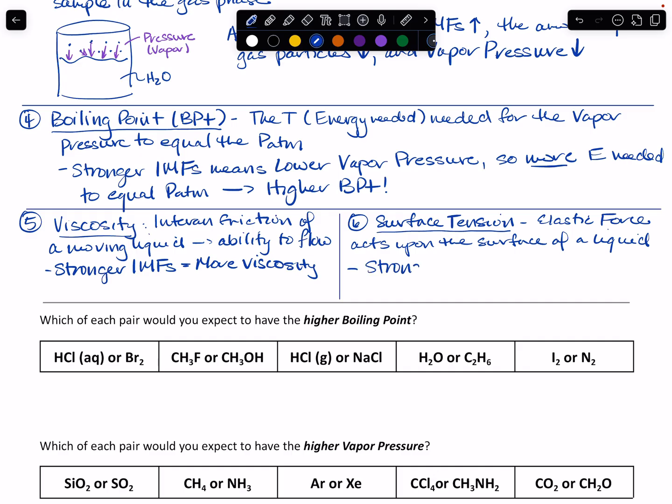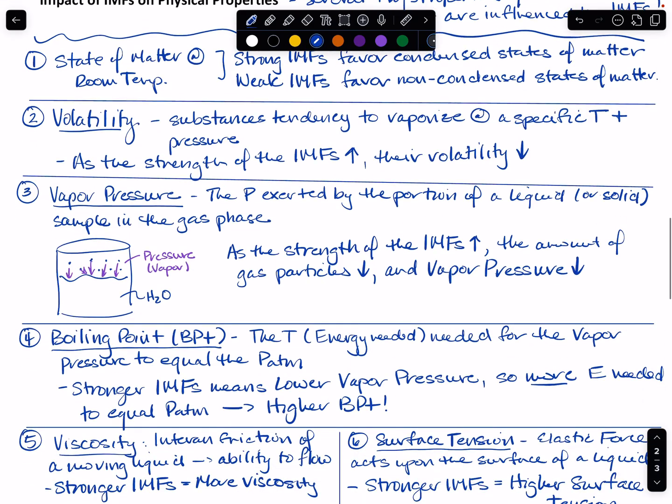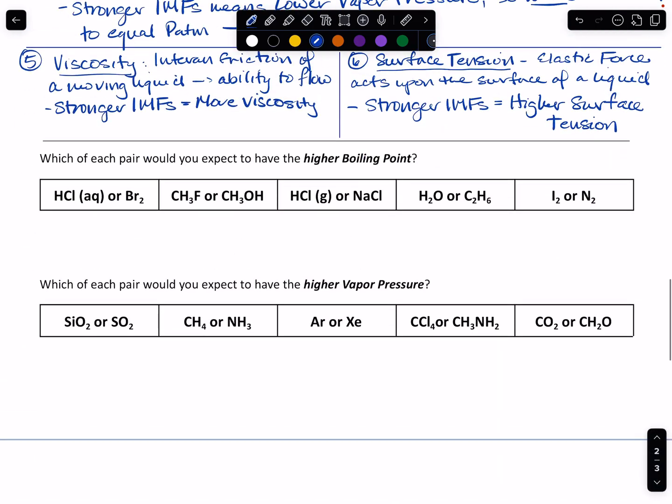But we are going to appreciate that stronger IMFs equals higher surface tension. So these are the 6 different physical properties that are most influenced by intermolecular forces. There are many others, osmosis, all that kind of stuff, but these are the ones we're going to talk about. In particular, we focus on vapor pressure and boiling point. At the very least, you need to understand those two. I would then back that up with volatility and state of matter. I think those 4 all go together, whereas viscosity and surface tension are kind of one-offs.